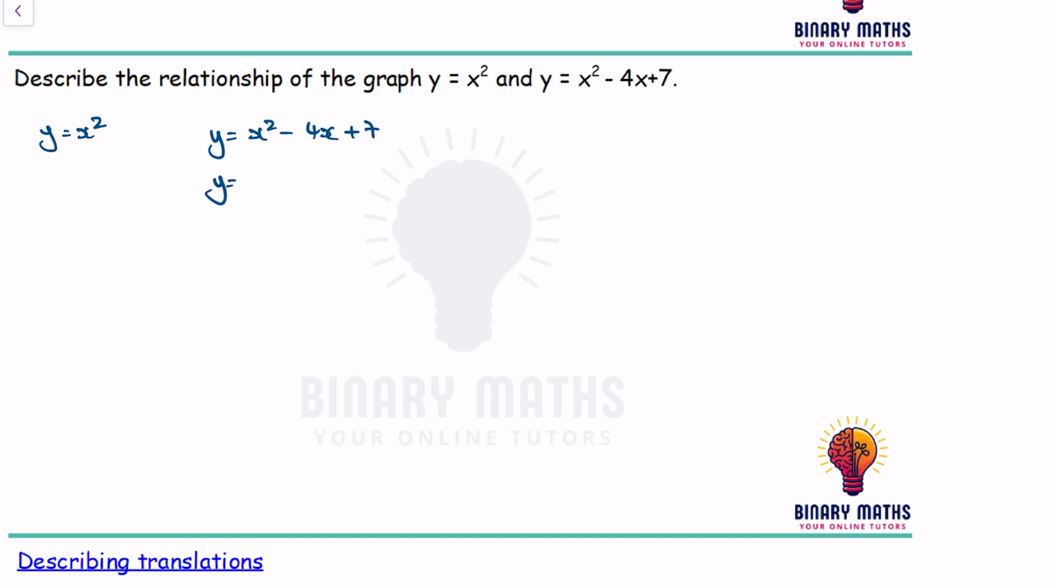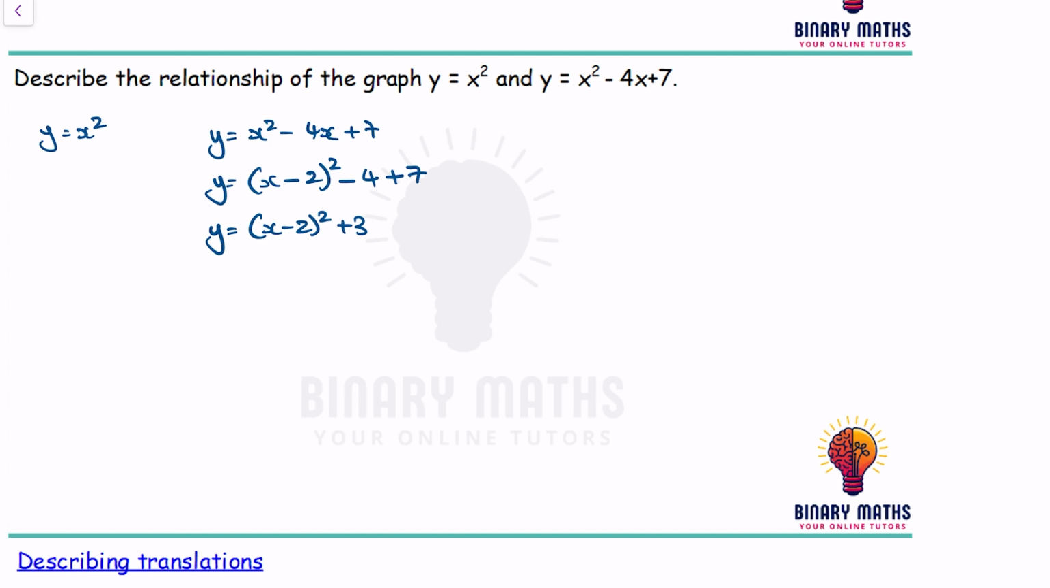So always complete the square in these cases. When I complete the square, I get (x - half of 4, which is 2) all squared. I need to subtract the constant term that I get at the end, which is minus 4, and then there's a plus 7 at the end. If I simplify, I get y = (x - 2) squared, minus 4 plus 7 is plus 3. And this is in the form that we want.